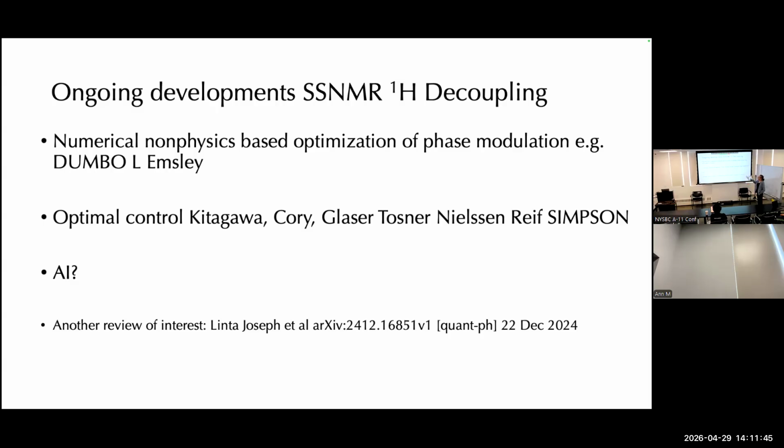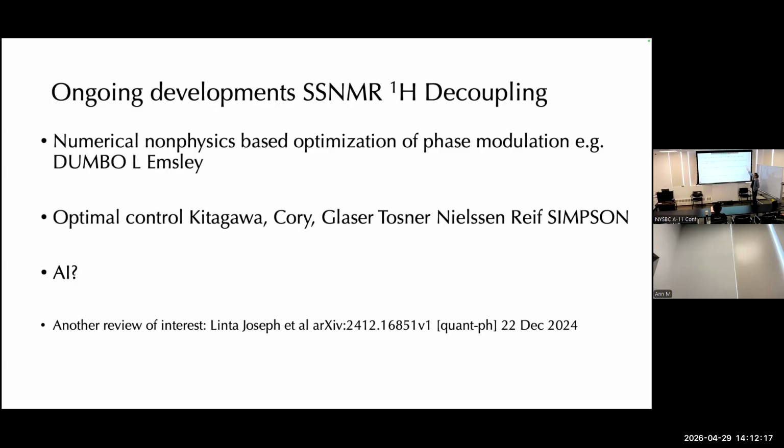Different, but somehow related ideas use optimal control theory. Many people have contributed in the solid state right now: Ulrich Reich's group, Niels Nielsen, and Tošner and his group. These ideas came originally out of, I think, efforts from Steffen Glaser, which focused a little bit more closely on solution. But there were many collaborations involving all those players. Earlier papers specifically on decoupling: Dave Corey and Kitagawa, separately.